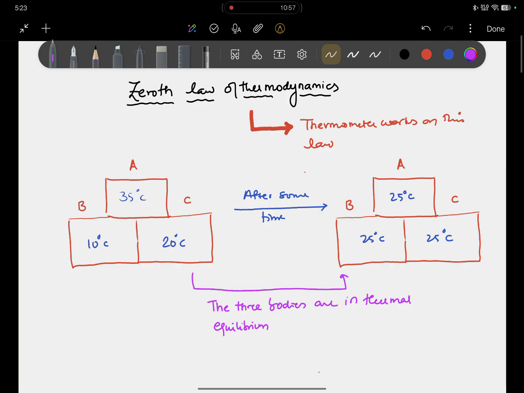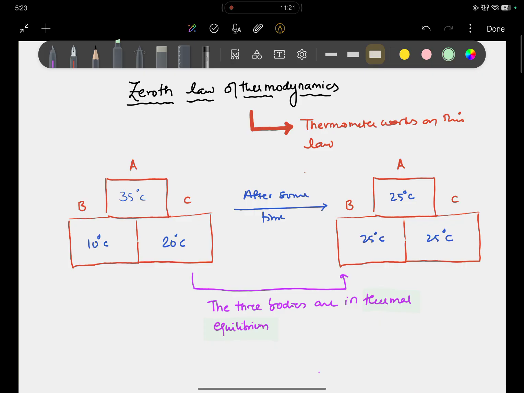So when A, B, C, all three are at different temperatures, and if you allow them to come in contact with each other, after some time, what will happen? All the three bodies will be in equilibrium. It is called thermal equilibrium. Please make a note of the word thermal equilibrium. Thereby you get the same temperature.